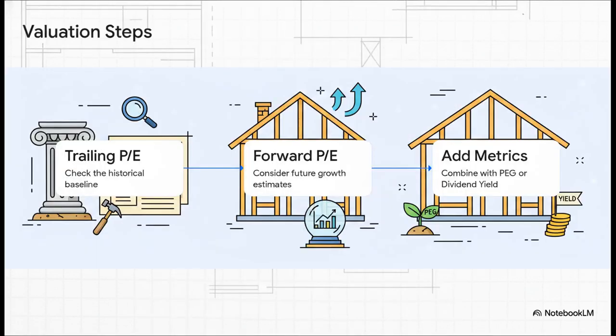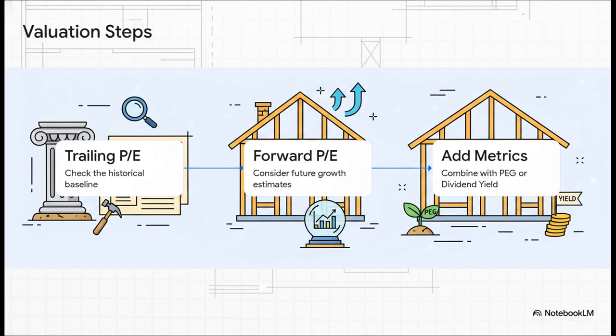So the crucial takeaway here is that you don't build a house with just a hammer, right? The PE ratio is your foundational tool, absolutely. But to really master market valuation, you have to layer it. Step 1, you check the trailing PE to get a hard historical baseline. Step 2, you consider the forward PE to assess that anticipated growth. But step 3 is where the magic happens.